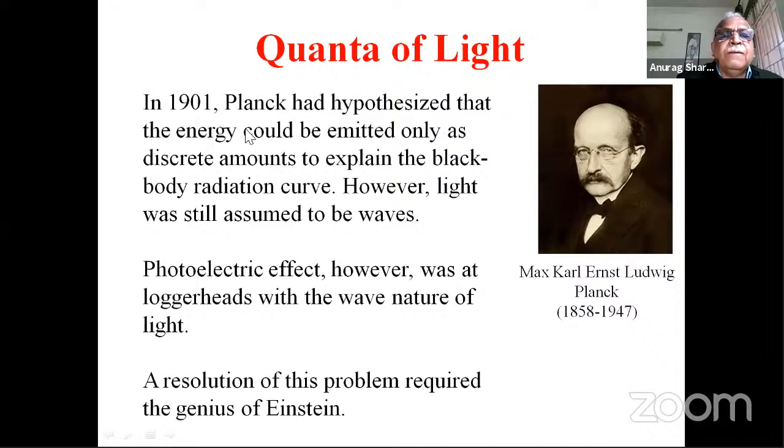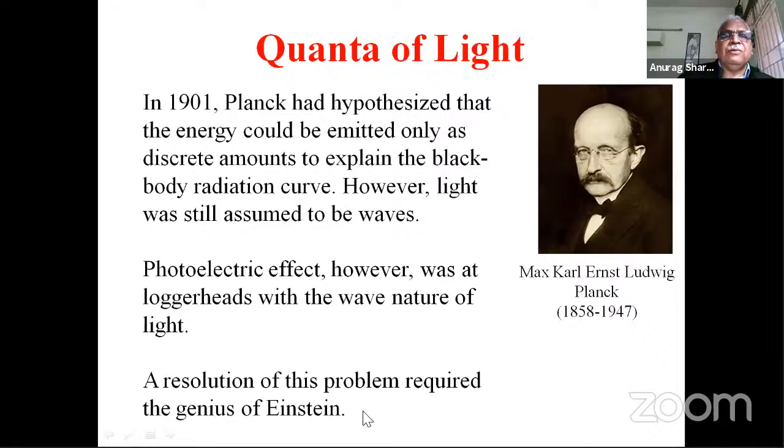In 1901, Planck had hypothesized that energy could be emitted only as discrete amounts to explain the blackbody radiation curve. However, light was still assumed to be waves. The photoelectric effect, however, was at loggerheads with the wave nature of light. A resolution of this problem required the genius of Einstein.